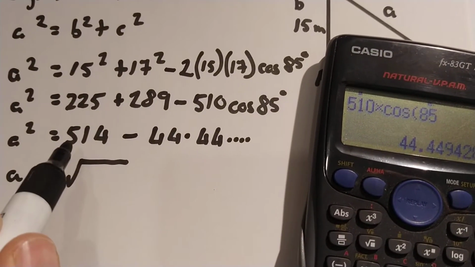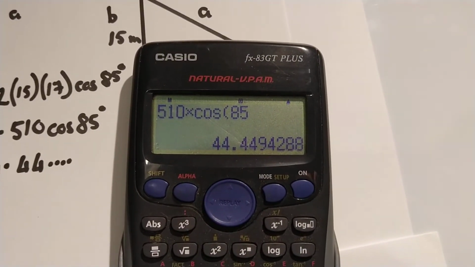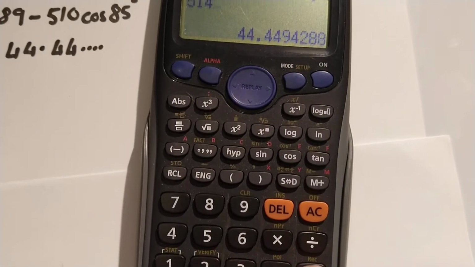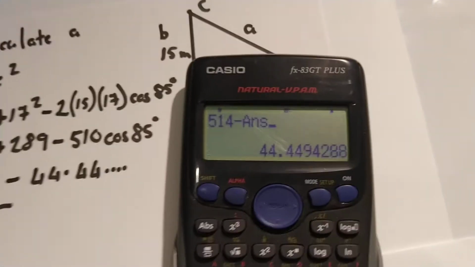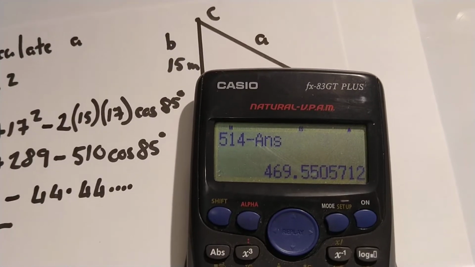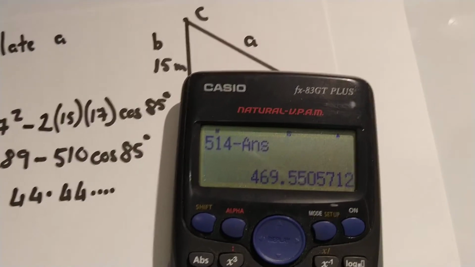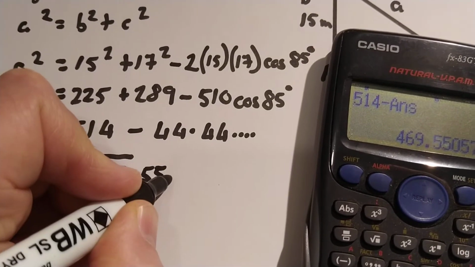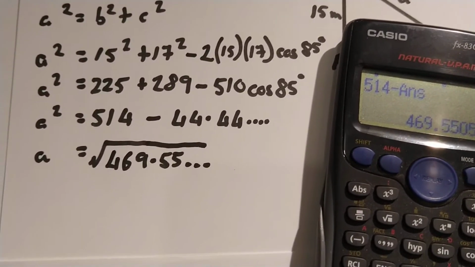I'm going to do 514, take this away. I'm not cancelling it. You should know how this works, but if not, 514, take away, and I'll use the answer button because that will use the last answer that was on my screen. And when I hit equals, there we go. We've got our nice answer here, 469.55. And again, I'm not rounding off yet, so I'll just put dot, dot, dot. This is perfectly acceptable to the exam board.